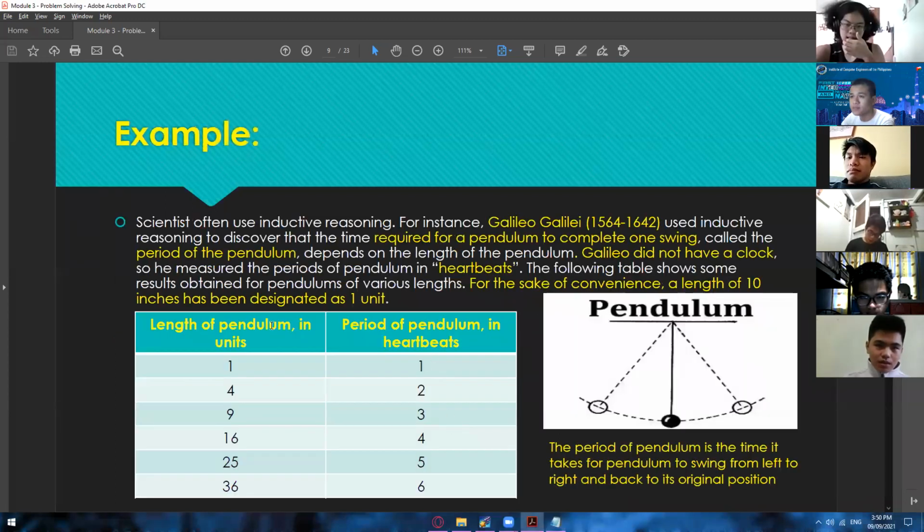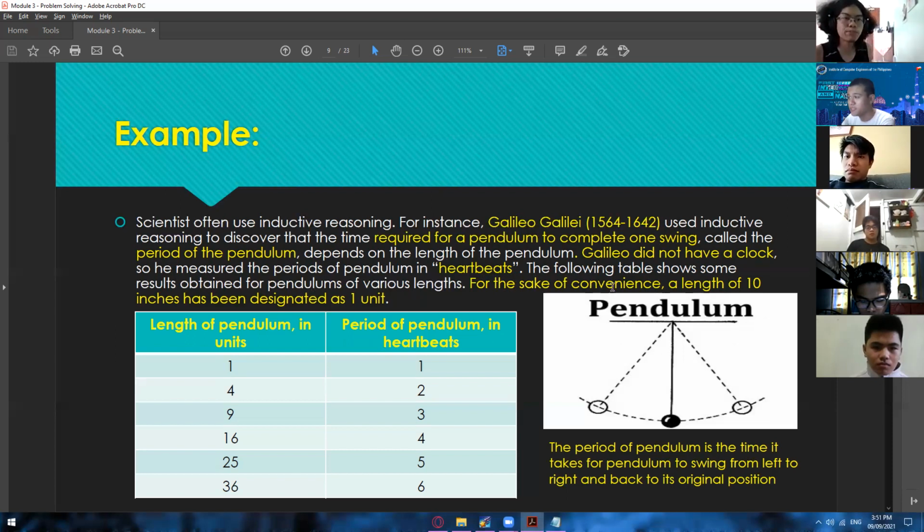All right, so let's have another example. It says here, scientists often use inductive reasoning. For instance, Galileo Galilei. So this is his birth date, and the year that he died. He used inductive reasoning to discover that the time required for a pendulum to complete one swing, called the period of the pendulum, depends on the length of the pendulum. Galileo Galilei did not have a clock, so he measured the periods of pendulums in heartbeats. The following table shows some results obtained for pendulums of various lengths.